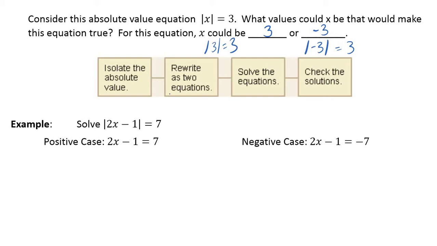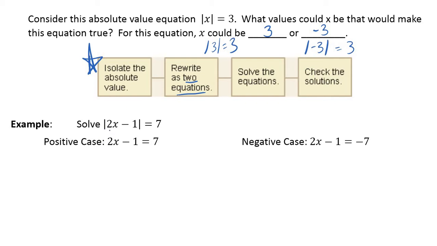So in general, as we want to solve absolute value equations, here's a key. Isolate the absolute value. Get the absolute value expression all by itself. Then you're going to write two equations. It's the 2-for-1 deal. Solve the equations, check your solution, see what you've got. Let's look at an example.